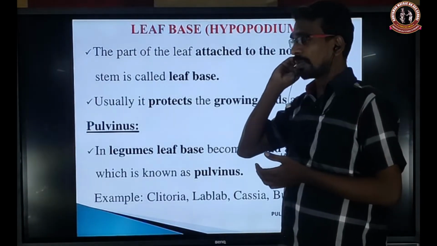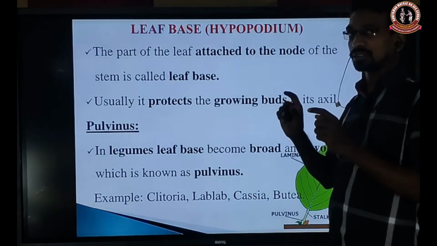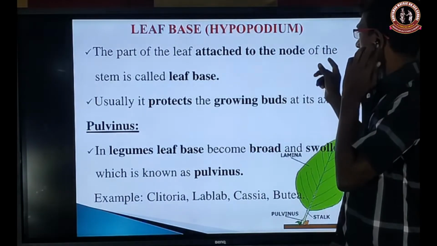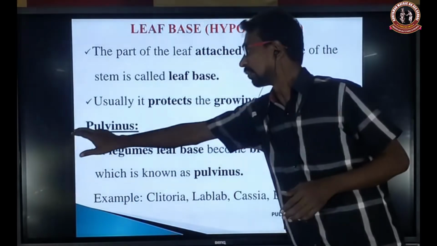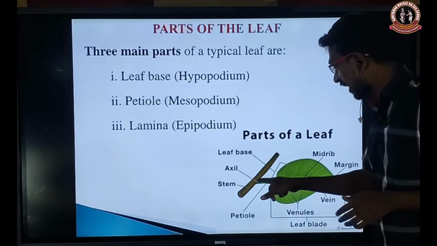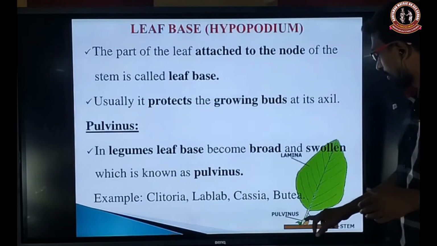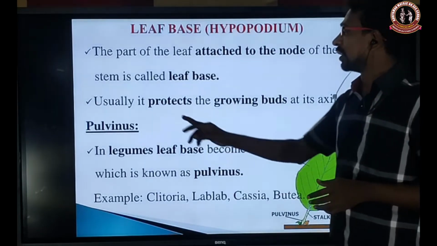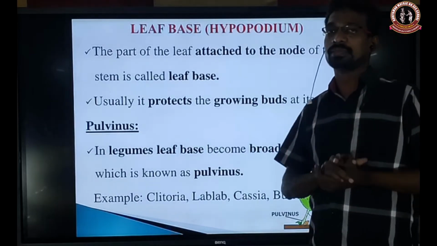So let's see them one by one. The part of the leaf that is attached to the node of the stem is called the leaf base. Here you can see the part attached to the node region, that is called the leaf base. Usually, it protects the growing bud at its axil.